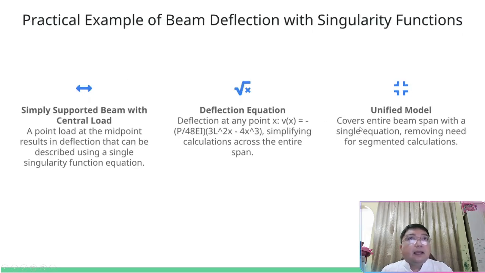And a practical example of beam deflection with a singularity function: a simply supported beam with a central load. A point load at the midpoint results in deflection that can be described using a singularity function equation. Deflection equation: the deflection at any point, which you can see in the textbook where the equation is properly written, will simplify the calculation across the entire span. A unified model covers the entire beam span with a single equation, removing the need for segmented calculation. There are calculations in the textbook, and it is better that you refer to the textbook.